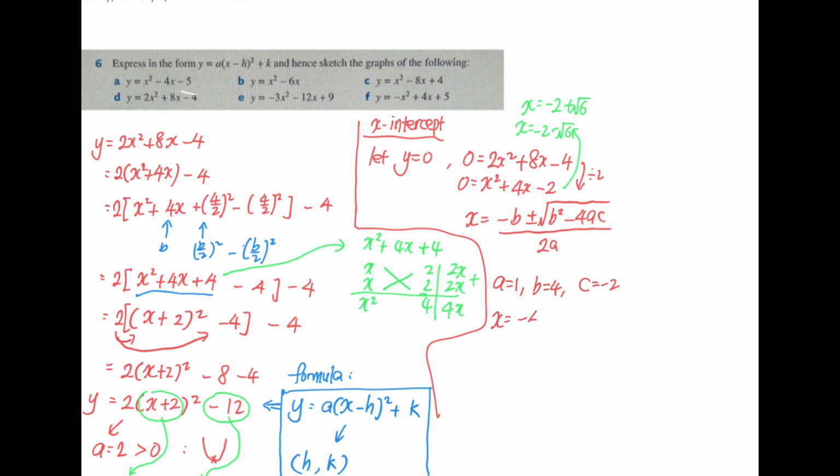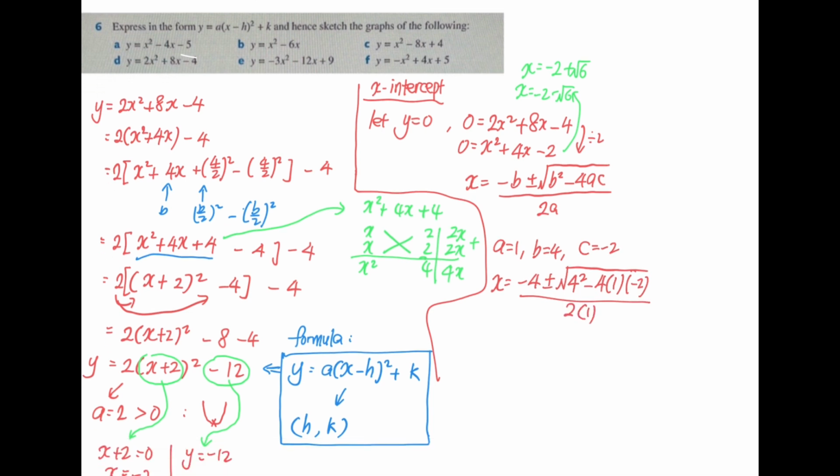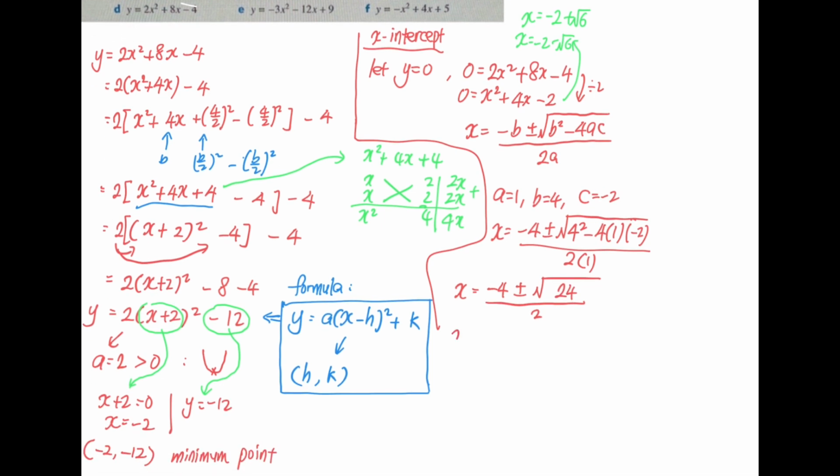Then I will get x equal to minus b plus minus square root of b squared, so 4 squared, minus 4 times 1 times minus 2, over 2a. Then after that, we focus on the square root first. We can just use the calculator to count everything here, or I just count straight away. This is 16. 16 plus 8, 24. So this is root 24 over 2.